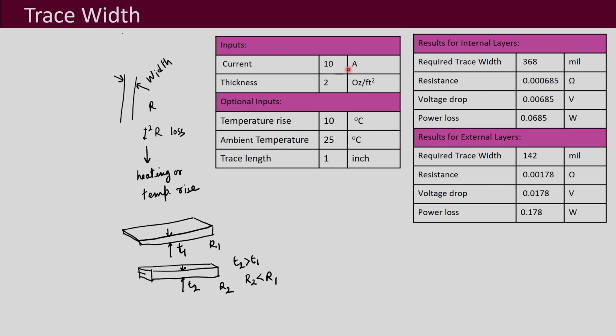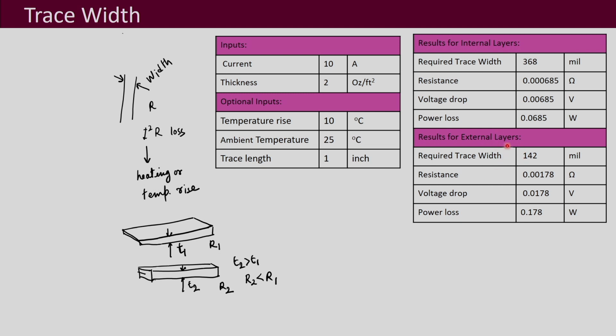You can see that for a current of 10 ampere and a thickness of 2 ounces, and if you also specify the temperature rise, the ambient temperature and the trace length, this is what you obtain for inner layers. You need 368 mils as the width, and these will be the resistance, voltage drop, and the power loss, the I square R loss that is going to happen.